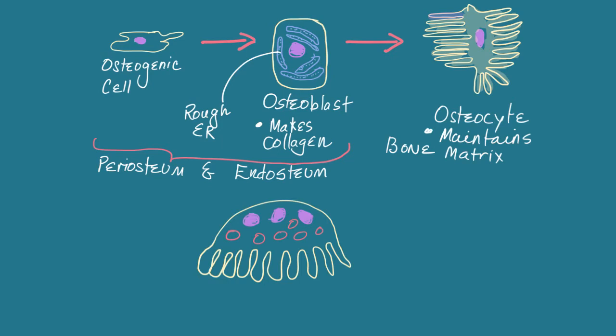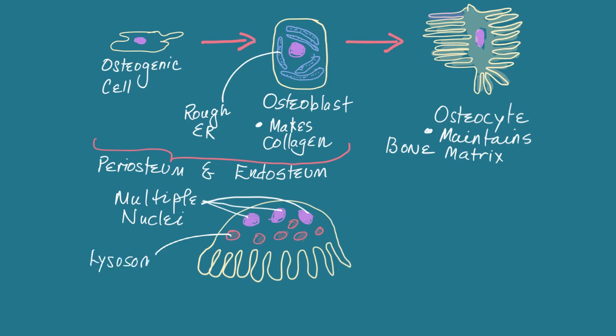The next kind of cell is the osteoclast. The osteoclast is the opposite of the osteoblast. While the osteoblast makes bone, the osteoclast destroys it. The osteoclast is made up of many cells put together, which is why it ends up having many nuclei. The osteoclast also has many lysosomes. The lysosomes are very prominent because the function of the osteoclast is to break down bone via osteolysis.